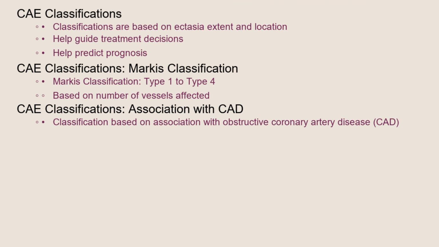While there isn't a universally accepted classification system, CAE is often categorized based on the extent and location of the ectasia. One classification, the Marcus classification, is used, classifying the disease from type 1 to type 4, depending on how many vessels are affected. Also, it can be classified based on whether or not it is associated with obstructive coronary artery disease. These classifications are helpful in guiding treatment decisions and predicting prognosis.